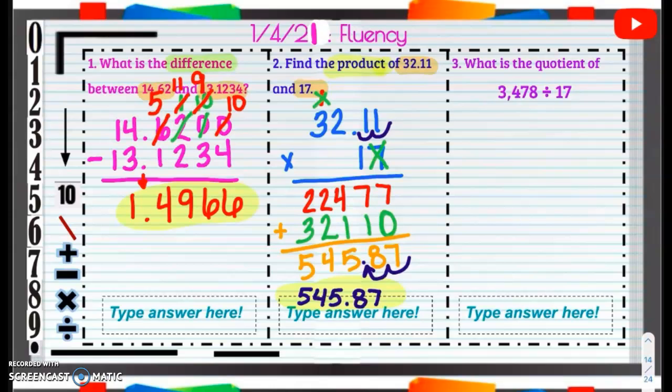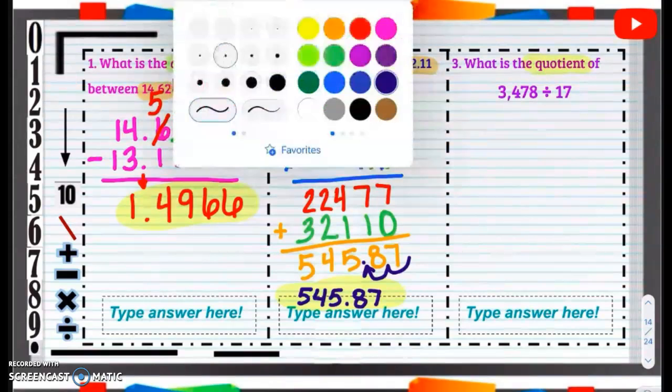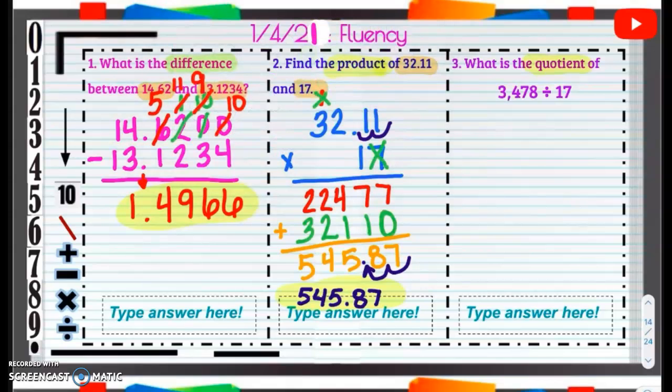What is the quotient of these two numbers of 3,478 divided by 17? So quotient, remember that means we are going to divide. So we'll have 3,478 divided by 17.